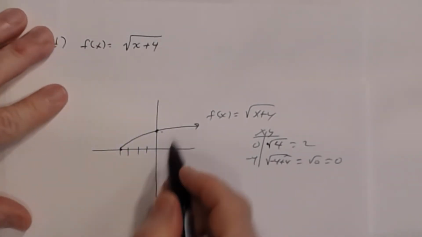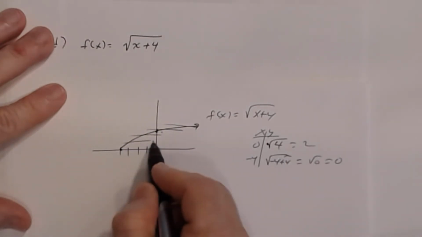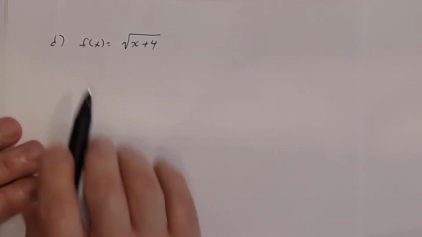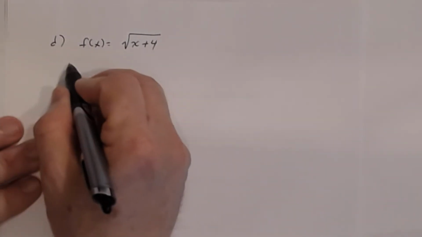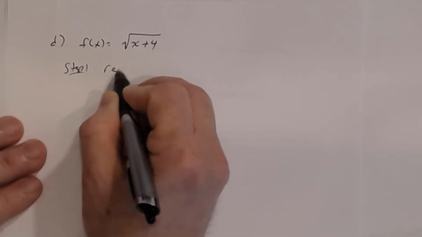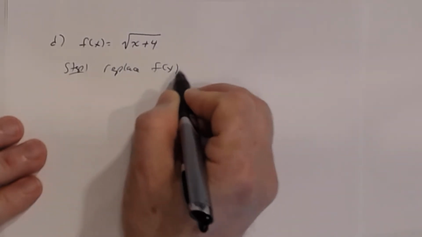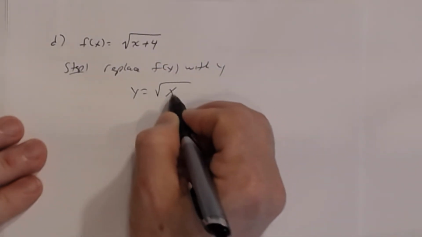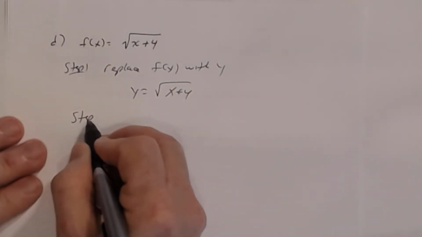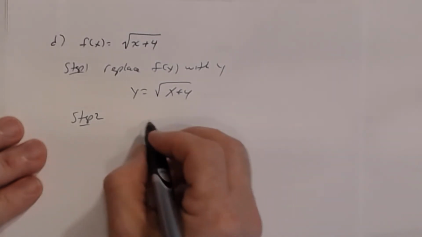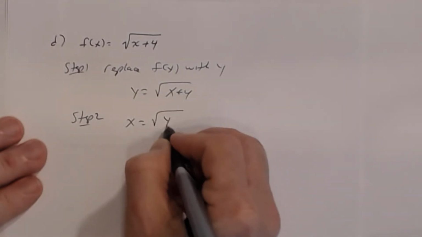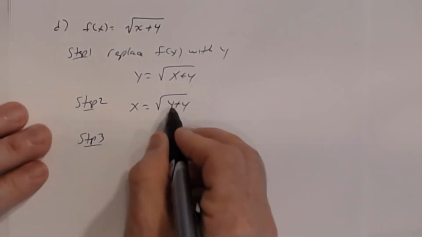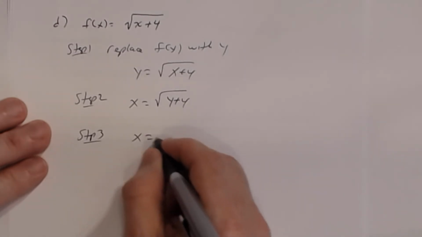Okay, and then you also notice this passes the horizontal line test, right? So it's a one-to-one function. But you want to find the inverse. So remember, if it's a one-to-one function, it has an inverse. So step 1, replace f of x with y. So y equals the square root of x plus 4. Step 2 is to interchange the variables. So x equals the square root of y plus 4. That was step 2. Step 3 is to get y by itself. Okay, I'm going to rewrite this over.